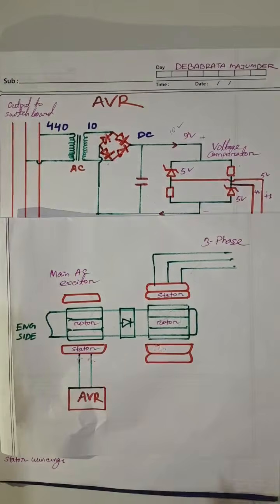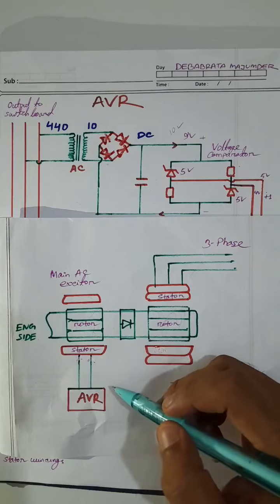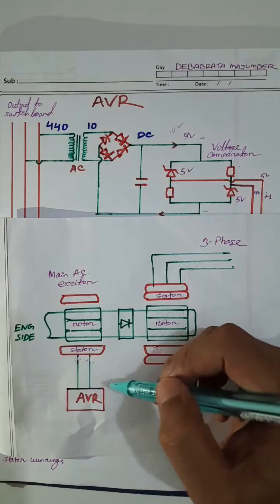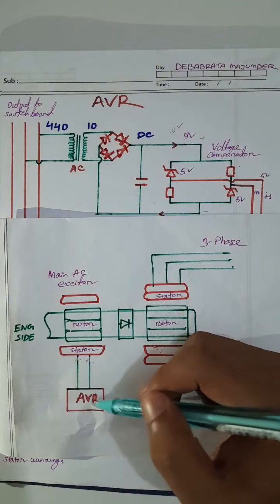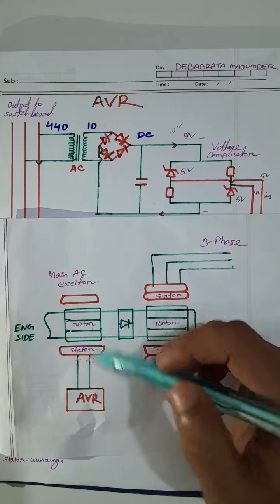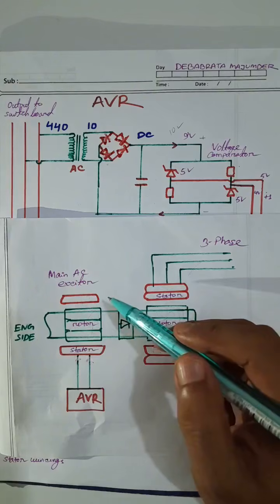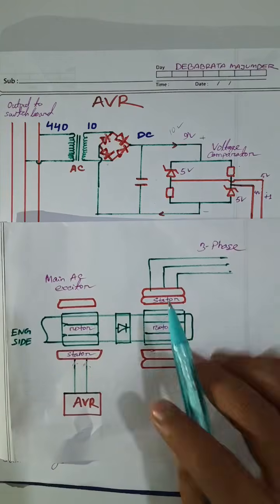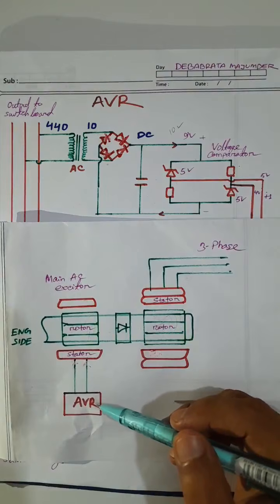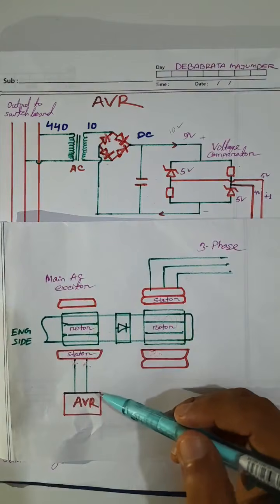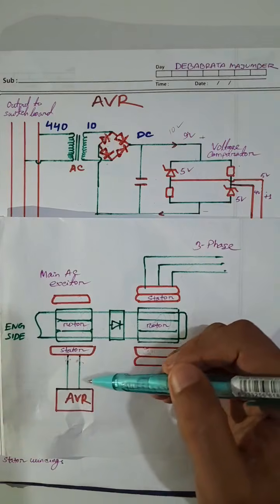So in this diagram you can see this is AVR, automatic voltage regulator. So first we will describe how AVR itself works. Then we will describe how AVR controls the excitation of the generator. All of us know that when there is a change in load, at that time AVR controls the voltage of the generator. Then how it controls, we will describe in the video.